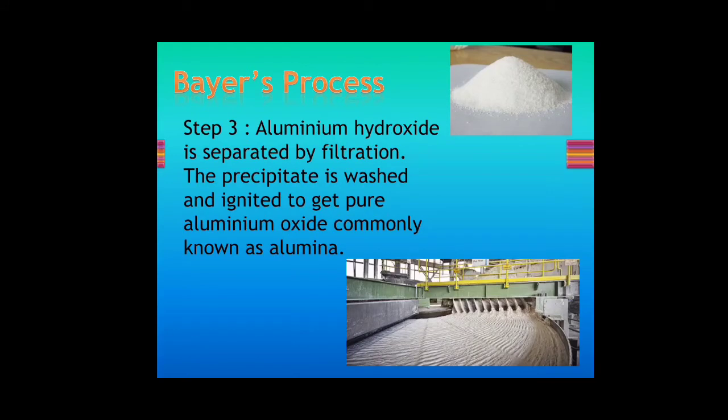Then aluminium hydroxide is separated by filtration. The precipitate is washed and ignited to get pure aluminium oxide, also known as alumina. So the next step is filtration. After it is filtered, the precipitate is nicely washed and it is ignited to get pure aluminium oxide. So what we get, the filtrate is shown down in the figure below, and from that we will get alumina, which is pure aluminium oxide.